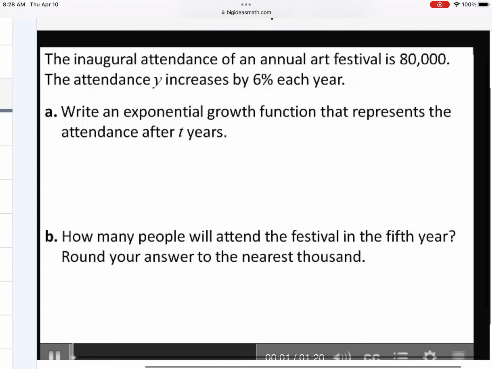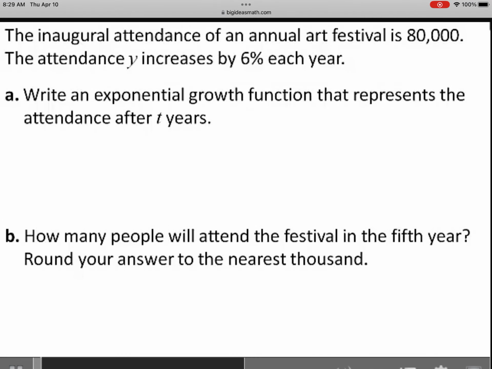The inaugural attendance of an annual art festival is 80,000. The attendance y increases by 6% each year. Part A. Write an exponential growth function that represents the attendance after t years.